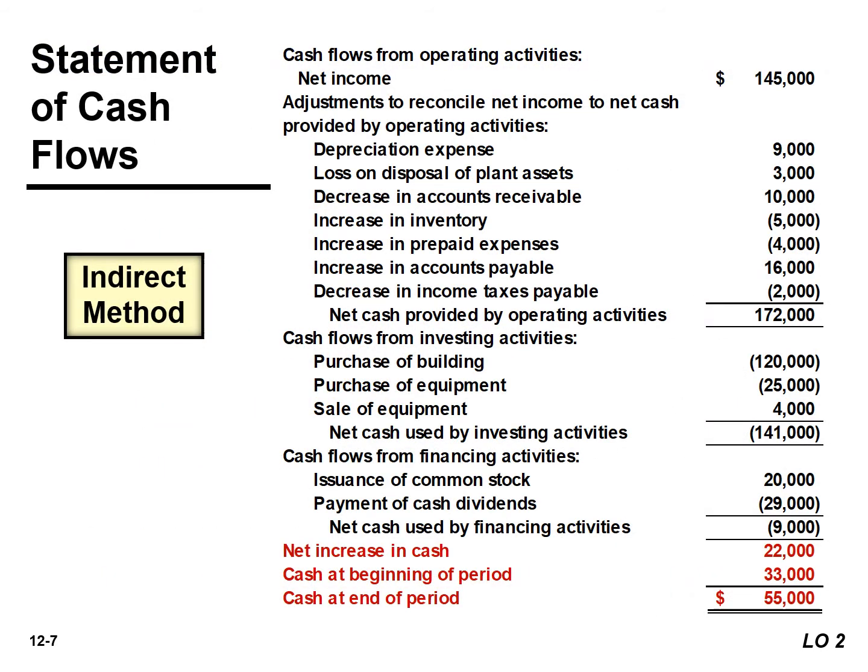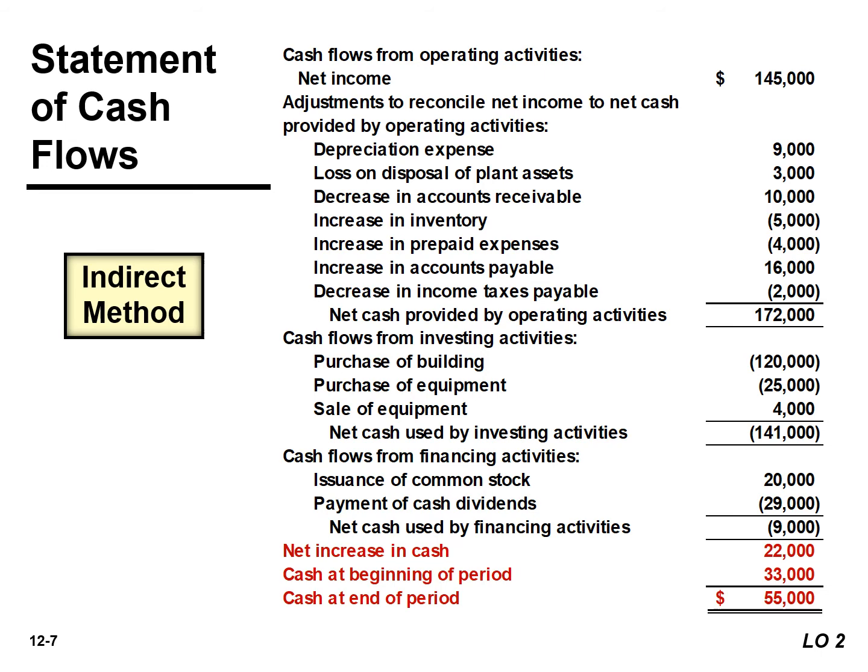The statement of cash flows for computer services reports the cash receipts and cash payments from operating, investing, and financing activities during a period. Again, if we look at this statement, we can see that this company generated $172,000 from its operating activities. We also can see that they used $141,000 to invest in equipment and building. And then we also can see that they used $9,000 in financing activities.